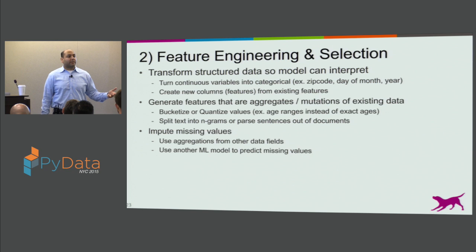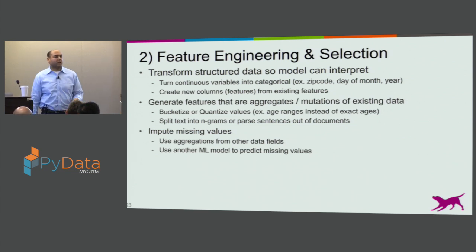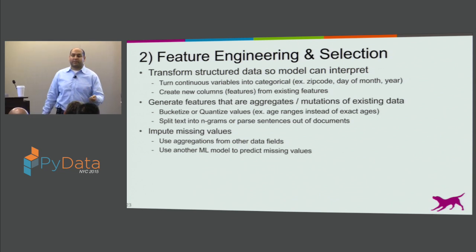Or a more complex example would be to use a separate machine learning model to predict the missing value. This is also really common as you're building up these model pipelines: if you have missing values and there's no way around them, you may be able to train a model to predict the missing value and then use that to fill in your missing values.